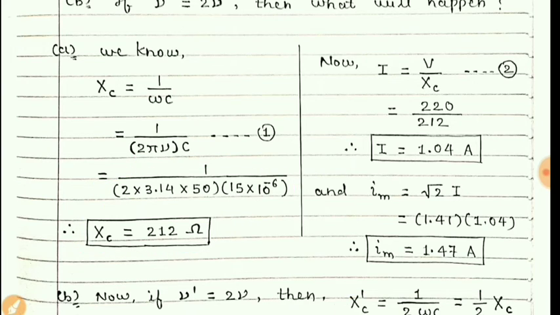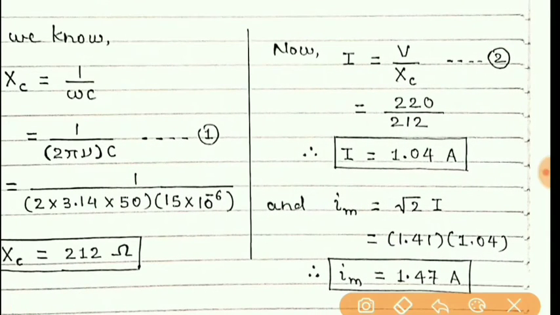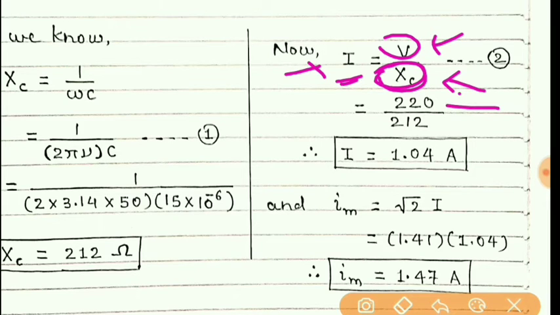Now, current I is equal to V upon Xc. Students, in Ohm's law we know that I is equal to V by R, but here the circuit has a capacitor connected to it, so there should be capacitive reactance in place of R. Voltage is given, and this Xc we have obtained here. Calculating this, we will get current I is equal to 1.04 ampere.